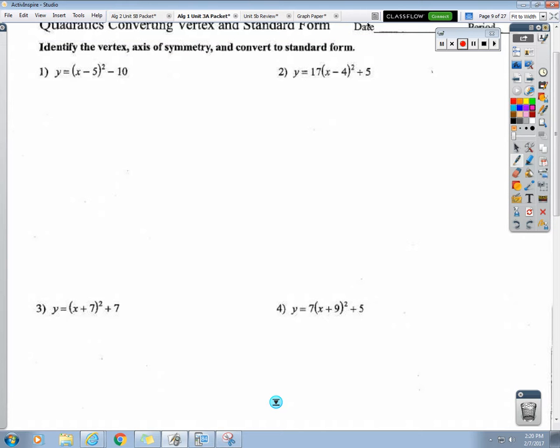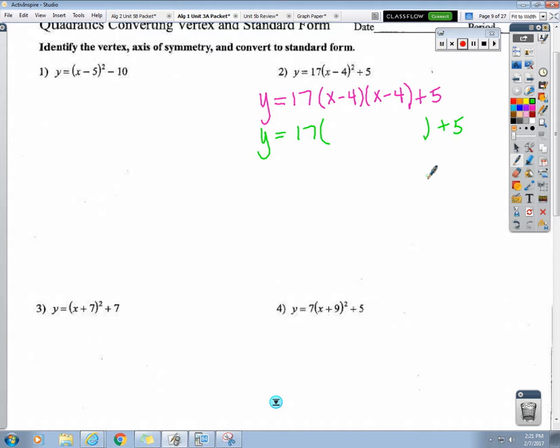Okay, number 2. The first thing you should have done is rewritten this. So y equals 17, but instead of writing x minus 4 squared, we know that that literally means x minus 4 times x minus 4. And then don't forget the plus 5 at the end. Pay attention. Now, the reason that we do that is because in the very next step, I'm going to actually multiply those together, and we do that with a method called FOIL.